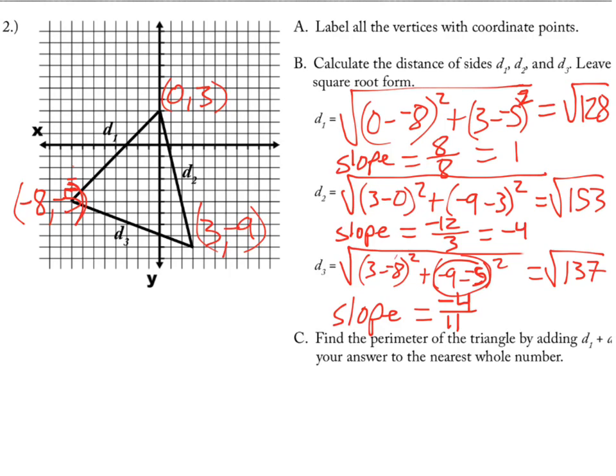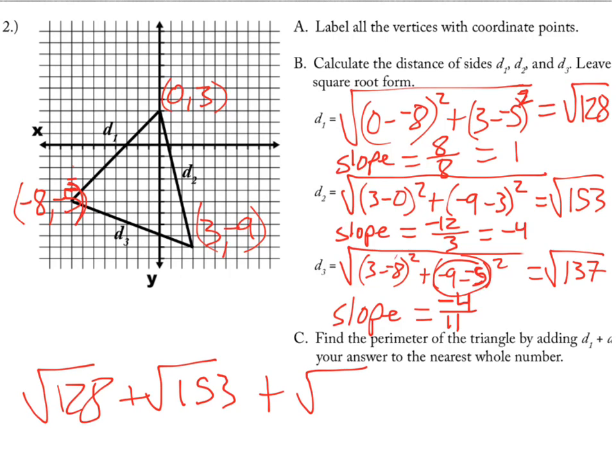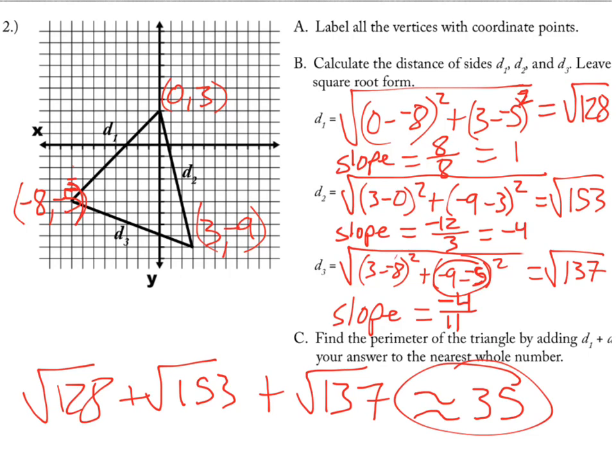And now time for part C, where we find the total perimeter. We need to take all our lengths here that we got and add those up. So we got the square root of 128 plus the square root of 153 plus the square root of 137. And that's going to give you, hold on a sec, that's going to give you about 35. So you round that, you get about 35.